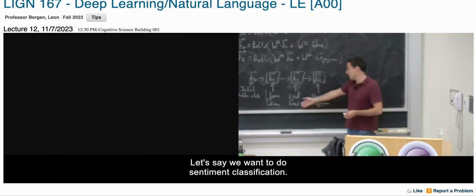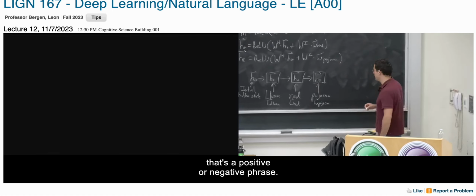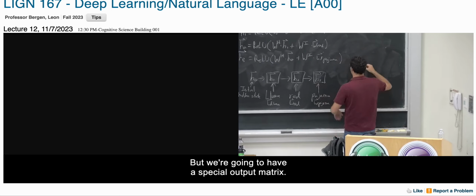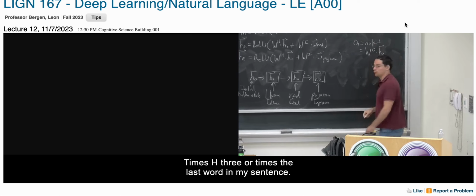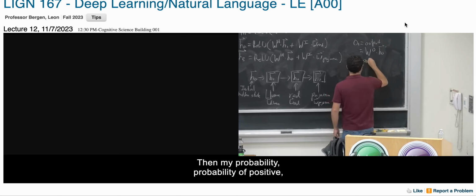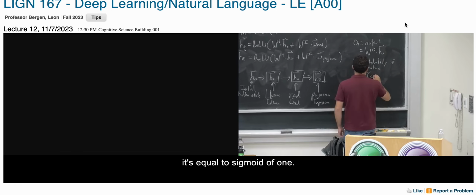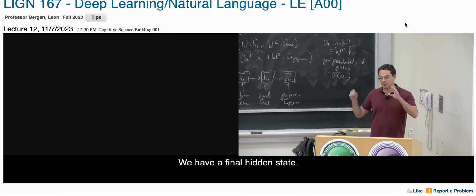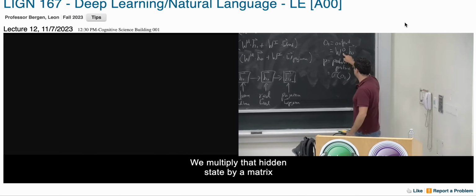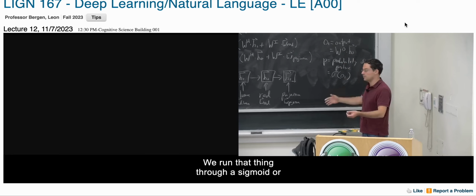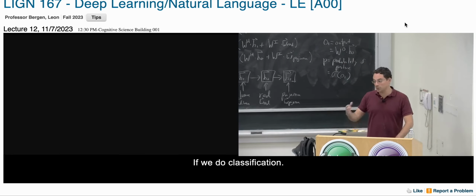What can we do with this hidden state? We can run it through a classifier. So let's say we want to do sentiment classification. I guess it depends on your mood whether this phrase is positive or negative. We're going to have a special output matrix. So we're going to have O1, our output, equal to WO, a special matrix there, times H3, the last hidden state of my sentence. And then my probability P, the probability positive, is equal to sigmoid of O1. So we do exactly the same thing that we did in the MLP. We have a final hidden state. We multiply that hidden state by a matrix to turn it into something of the right dimensionality. We run that through a sigmoid or a softmax to get back a probability, if we want to do classification.